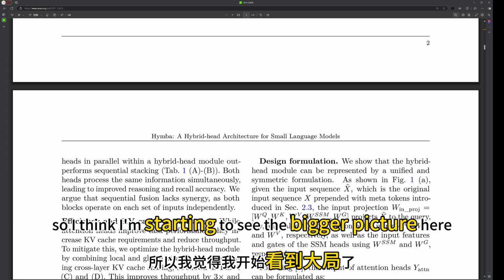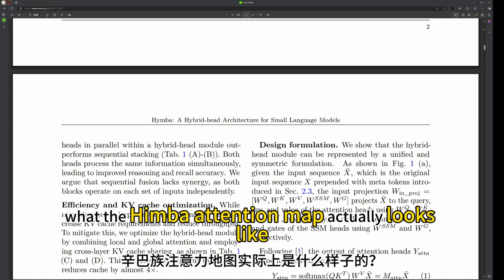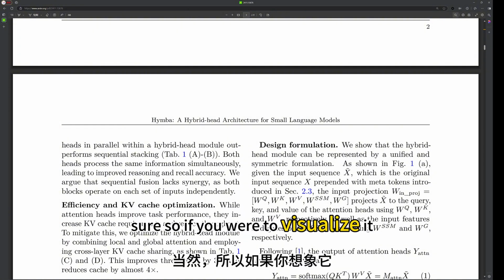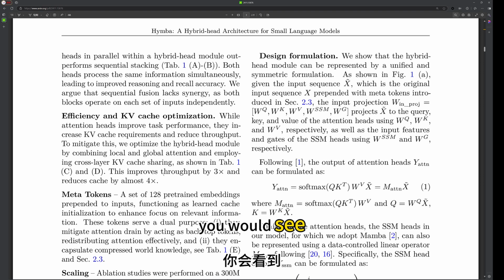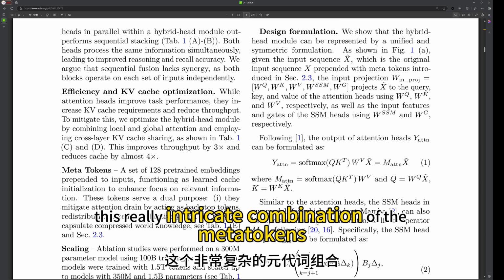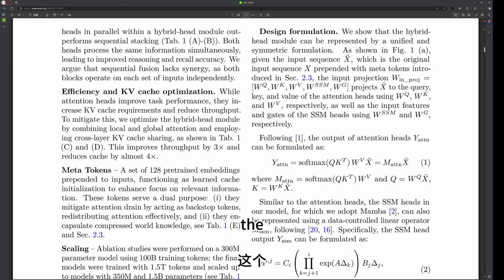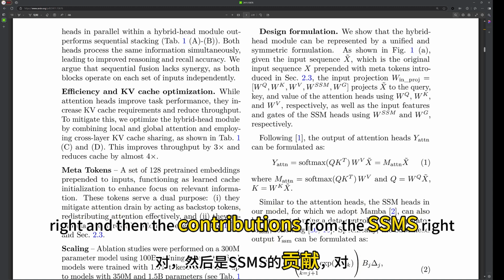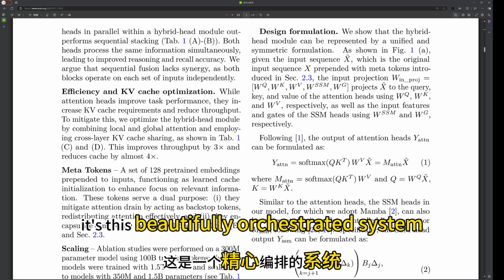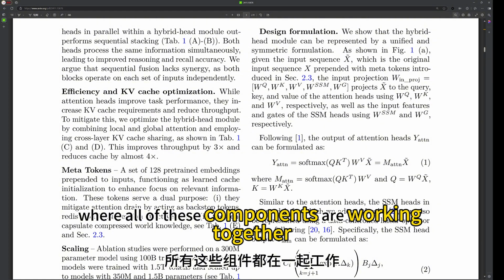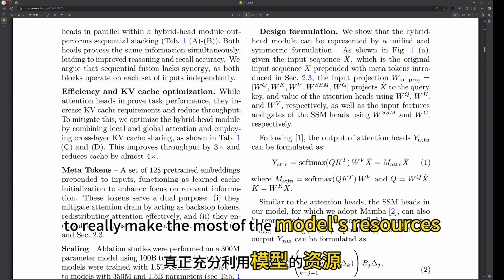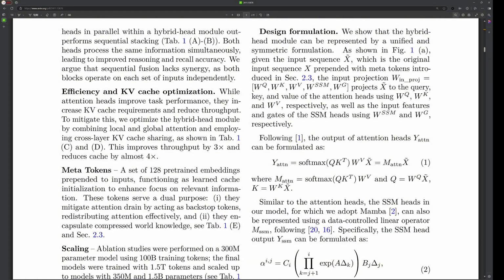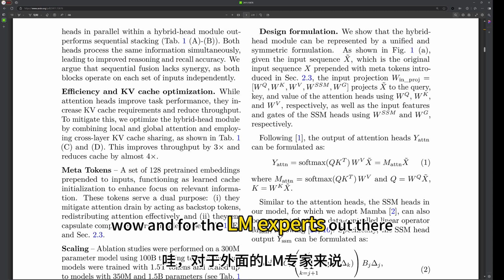Exactly. Okay, so I think I'm starting to see the bigger picture here, but can you walk me through what the Hymba attention map actually looks like? Sure. So if you were to visualize it, you would see this really intricate combination of the meta tokens, the sliding window attention that we talked about earlier with the local and global attention, and then the contributions from the SSMs. Right. It's this beautifully orchestrated system where all of these components are working together to really make the most of the model's resources.